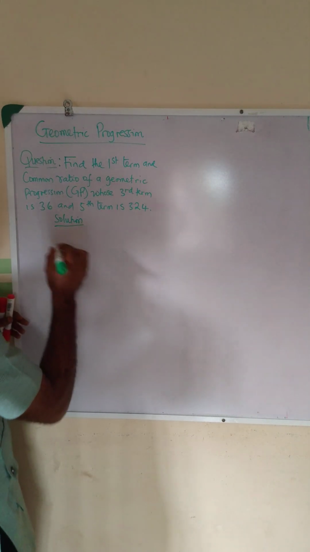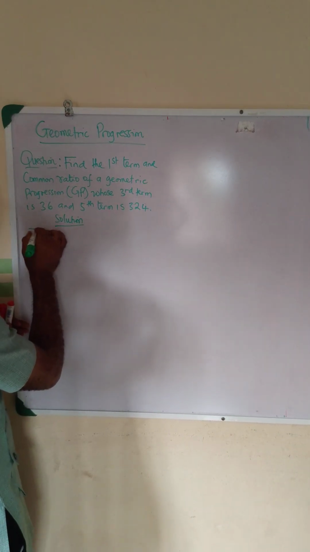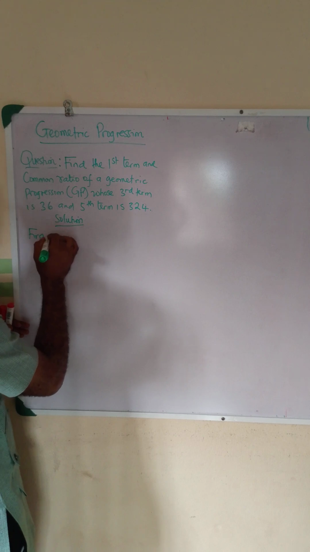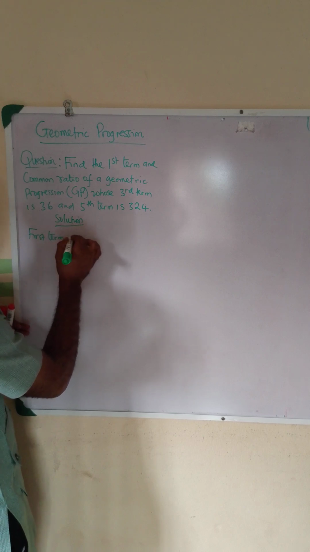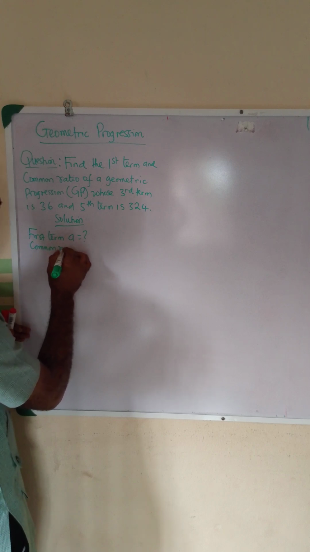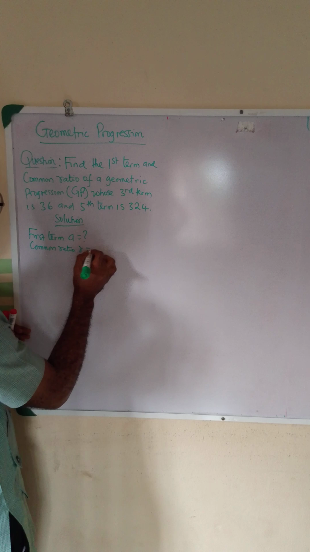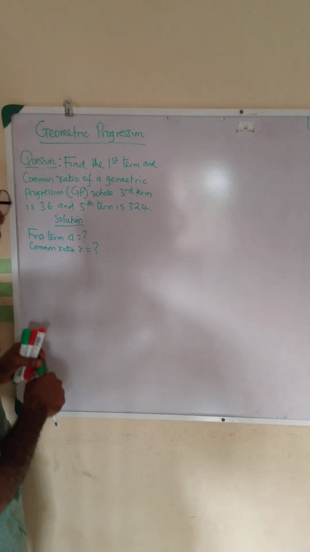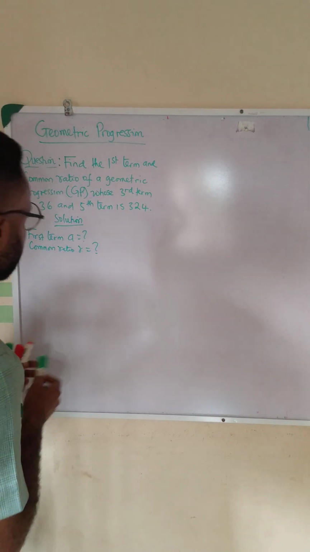Now, let me take down the values. The first term A is what we are asked to find, and the common ratio R is also what we're asked to find. So we are going to find it simultaneously.